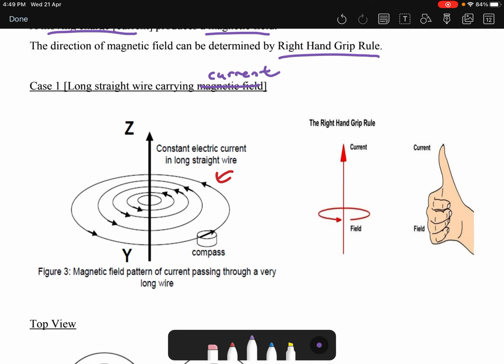For your right hand, you need to put it in this orientation, where your thumb is in the direction of your current and your four fingers are curling. In this long straight wire, our four fingers curl in the direction of the magnetic field. So if you curl, you will notice that you have a magnetic field in this particular direction. Hence, if you put a compass near the current, it will point in this particular direction.